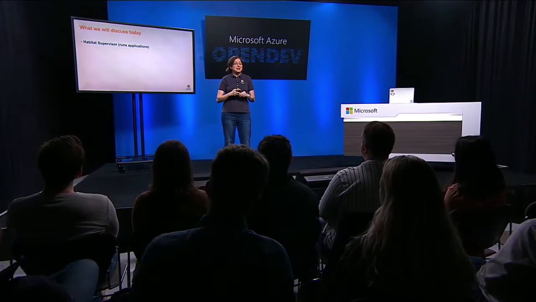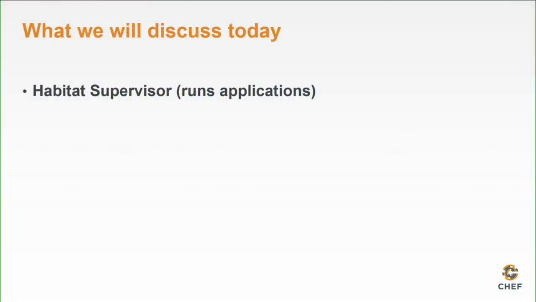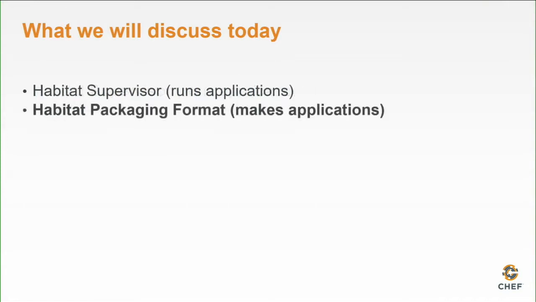So first, we will discuss the Habitat supervisor. This is what you use to run your application packages. And again, this is where the true genius of Habitat shines. Next, we'll discuss the Habitat packaging format. This is what you use on your workstation to make that software artifact that can run nearly anywhere. So this is what you will run with that supervisor.